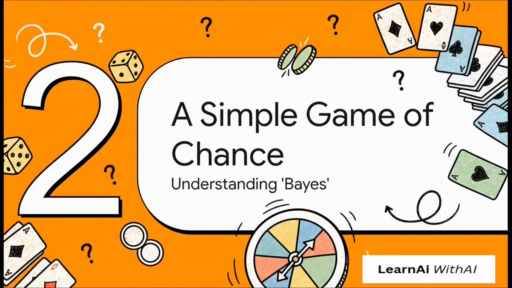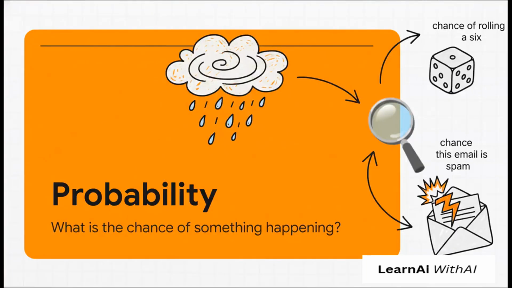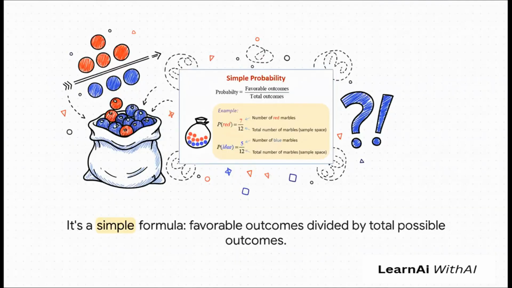We're talking about probability. At its heart, probability is just a fancy way of asking a really simple question. What's the chance of something happening? What's the chance it's going to rain today? What's the chance you'll roll a 6? Or, for our purposes, what's the chance this email is spam? And the math is actually super straightforward.